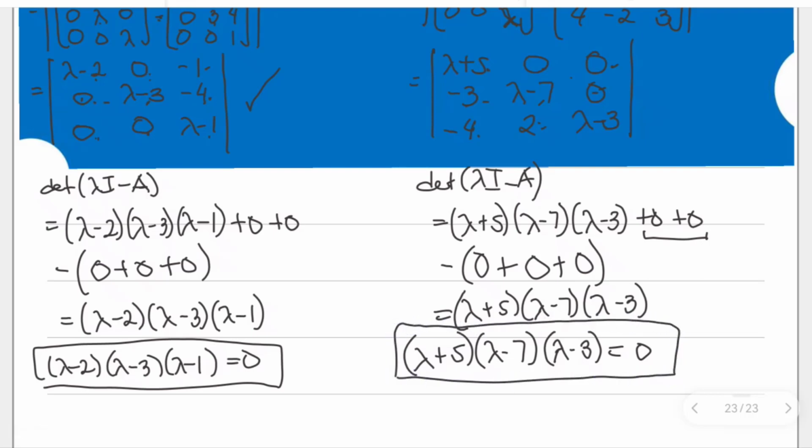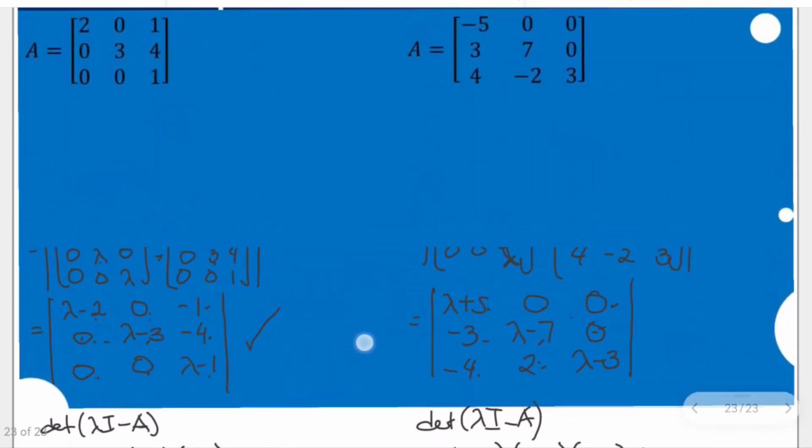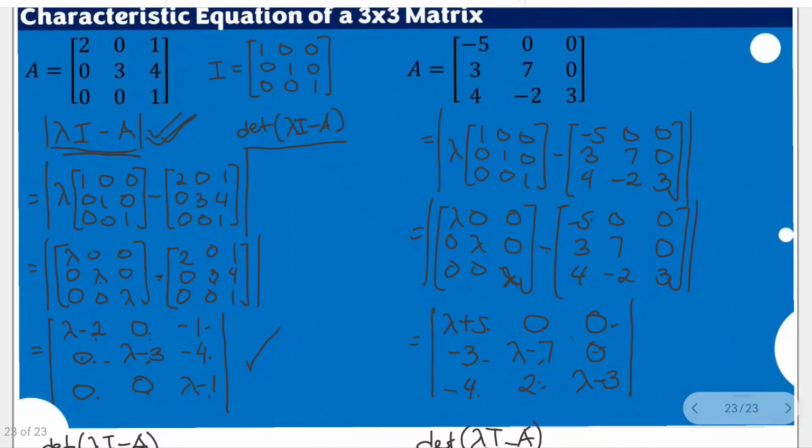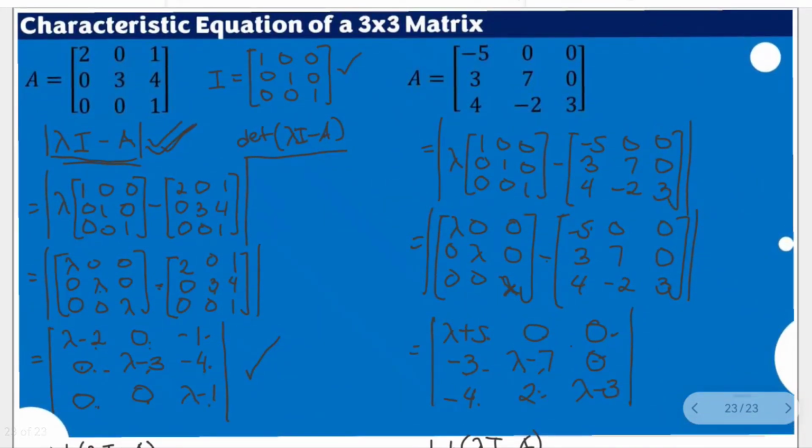This is now our characteristic equation, similar to earlier. So the characteristic equation will be used in solving for the eigenvalues, and these are the results of the determinant of this entire expression, using the correct identity matrix following the size of the given matrices and the correct operations involving matrices.